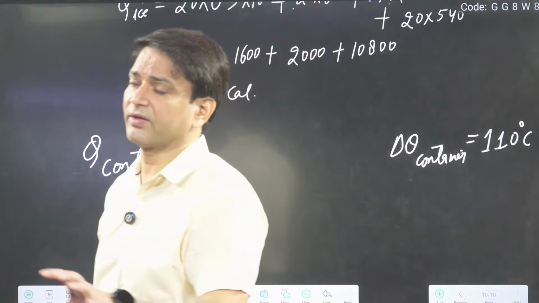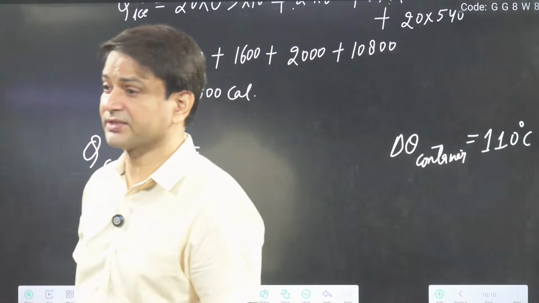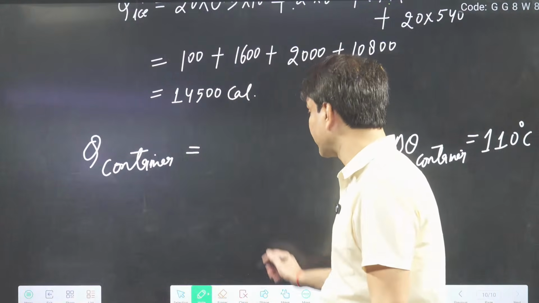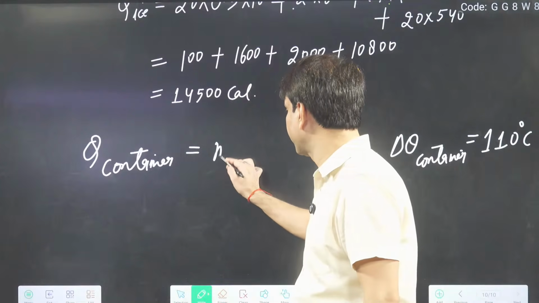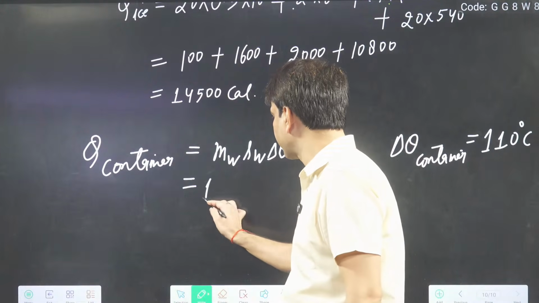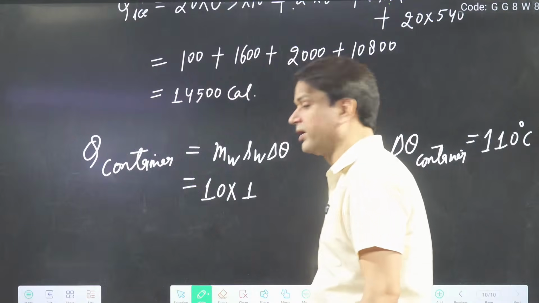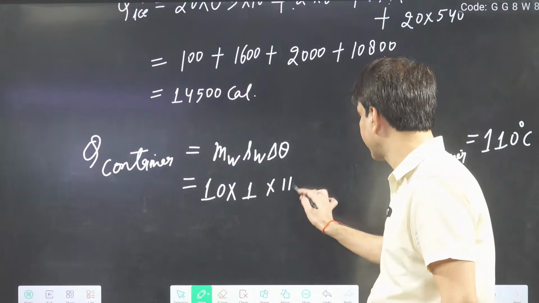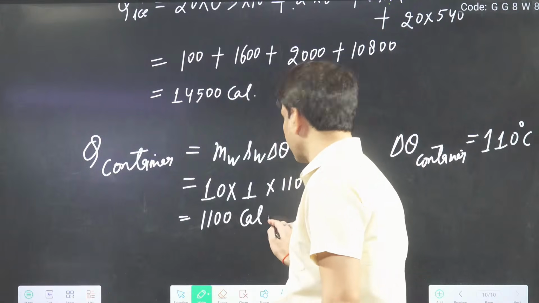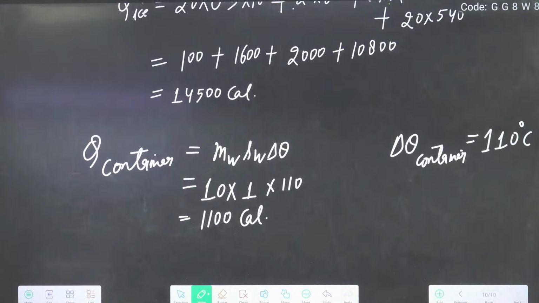Okay, so for the container, we will only write the heat for the temperature change, because the container's state change will not be there. Now I gave the water equivalent of the container, so I can find it by m_w s_w delta theta. Water equivalent I gave 10 gram, s_w I will take 1. Delta theta, what did I get? 110. So how much did I get? 1100 calorie. So how much does the container absorb? 1100 calorie.